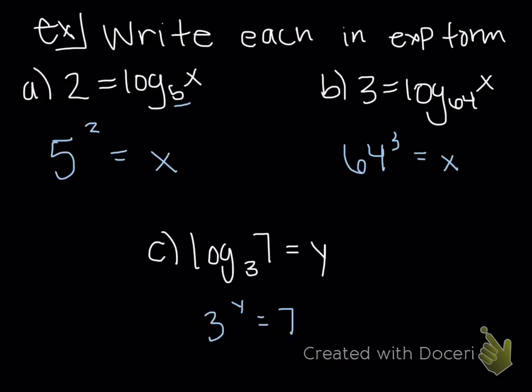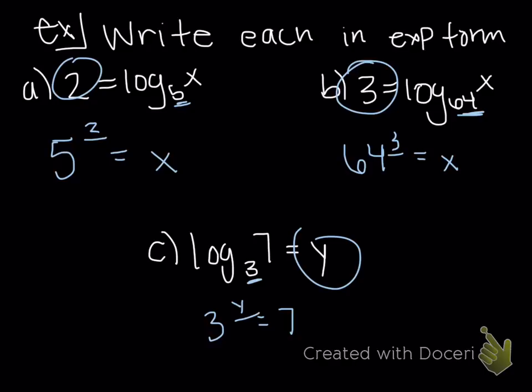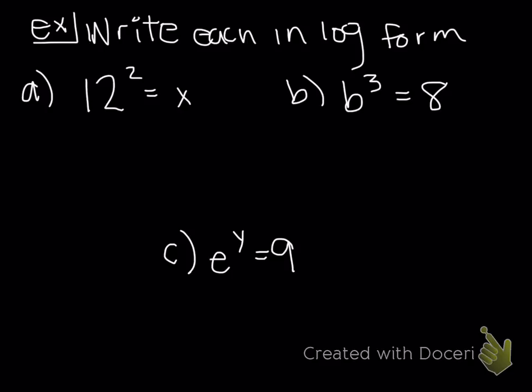So don't think the variable has to stay the same. It could be in different locations. So just whatever that base number is inside the log is still your base. What it is equal to becomes our exponent. So let's try and go from the other form. Now we are in exponential form, and I want you to put it in log form.